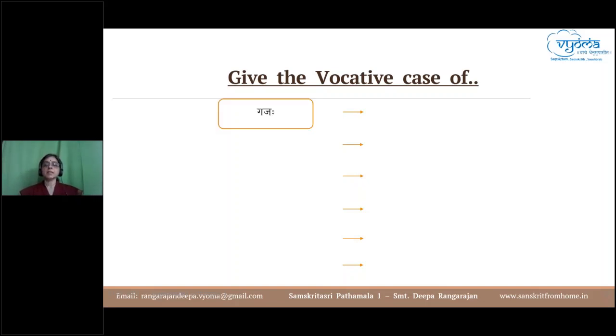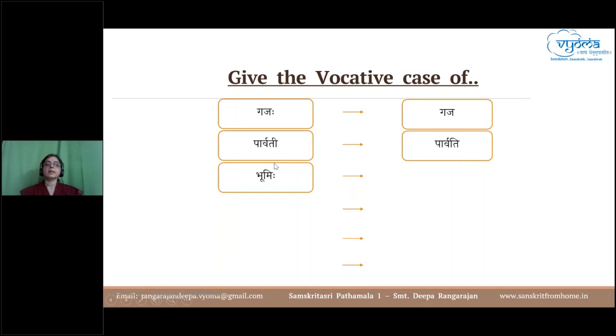The first is Gajaha. Hey Gaja. Akaranta Strilinga Shabda. Gaja. Yes, Gaja. Parvati. Ikaranta Strilinga Shabda. Parvati. Hey Parvati. The Dirgha Ikara becomes Hrasva Ikara. Parvati. Yes.